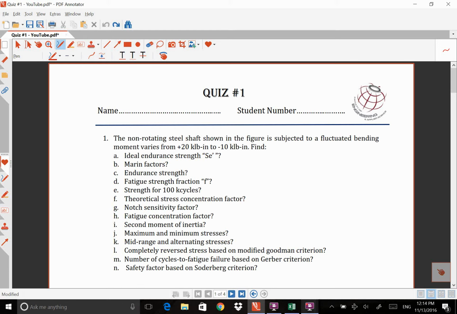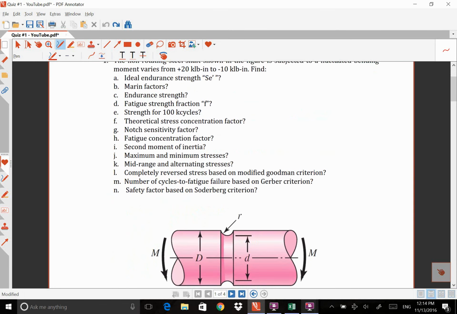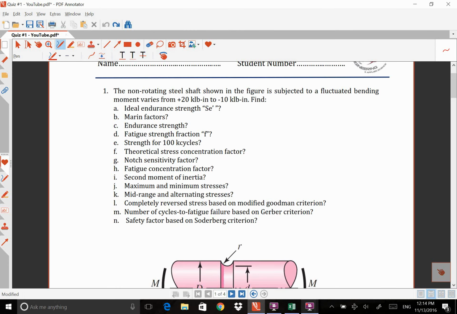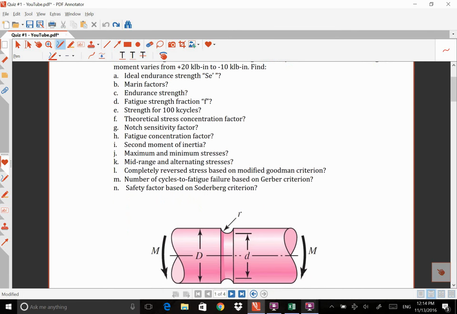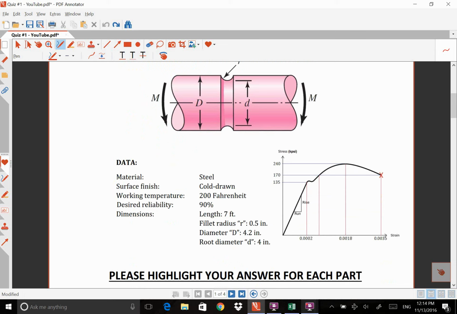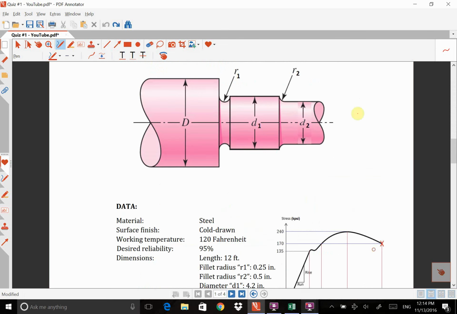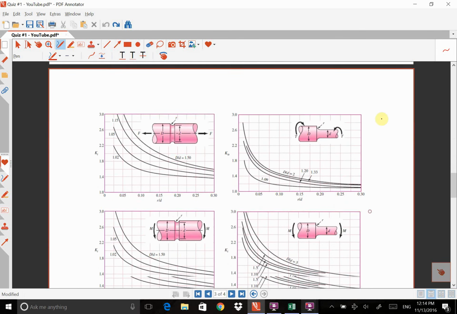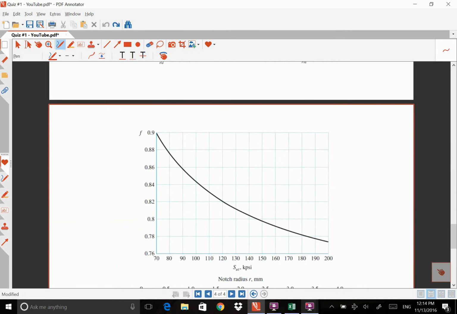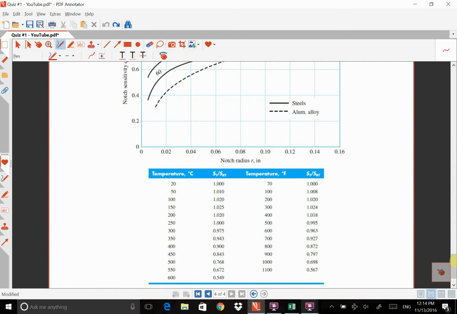The question says that the non-rotating steel shaft shown in this figure, this one, is subjected to a fluctuated loading, which is bending, and that varies from plus 20 to minus 10 kilopounds times inch. And we're asked to find a couple of things here. And a couple of pieces of information are given here, and a couple of graphs and figures at the end of the question. Okay.